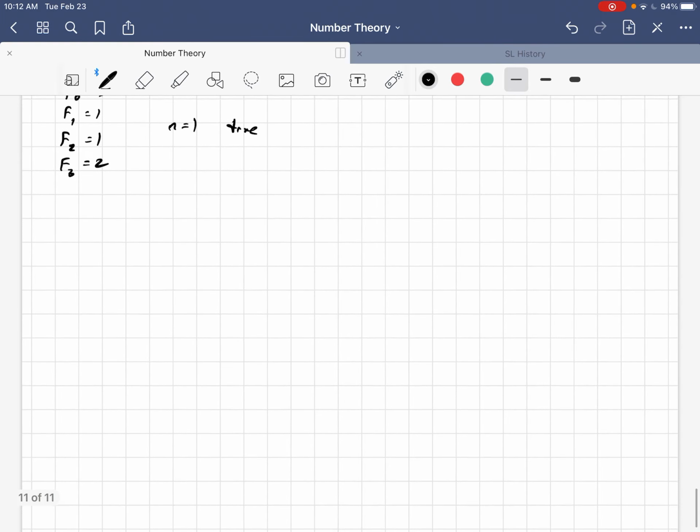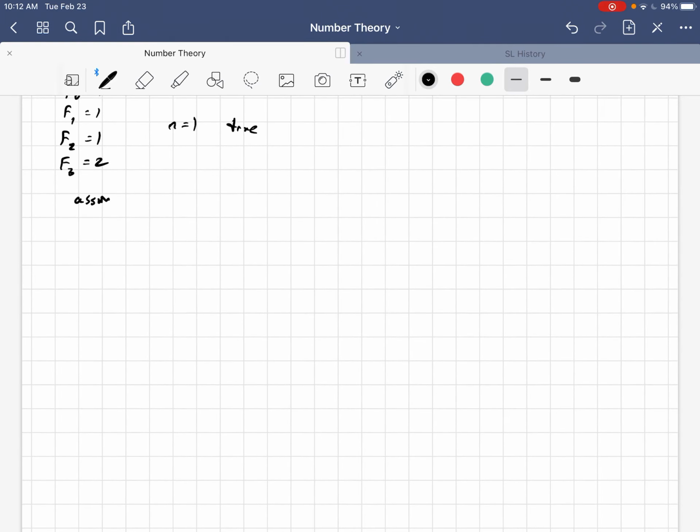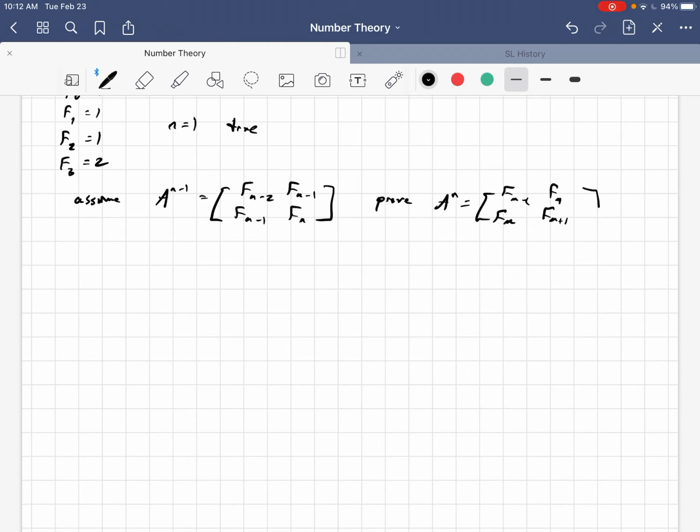Now, we're going to assume then that A to the n minus 1 is the matrix f sub n minus 2, f sub n minus 1, f sub n minus 1, and f sub n. And then we're going to prove that A to the n is f sub n minus 1, f sub n, f sub n, and f sub n plus 1.